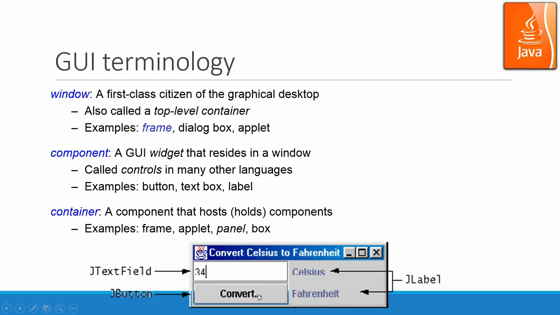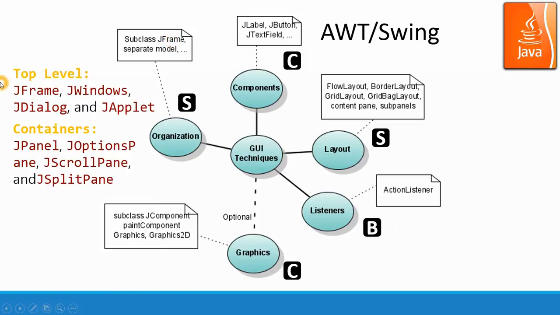And here is one example. It is one frame to convert Celsius temperature to Fahrenheit. We have a text field, JTextField, a button, JButton class, and then the JLabel. And this is one frame, with a title and icon. The topics we are covering in AWT and Swing include the structural information for a GUI program, the components information, and also behavioral models.